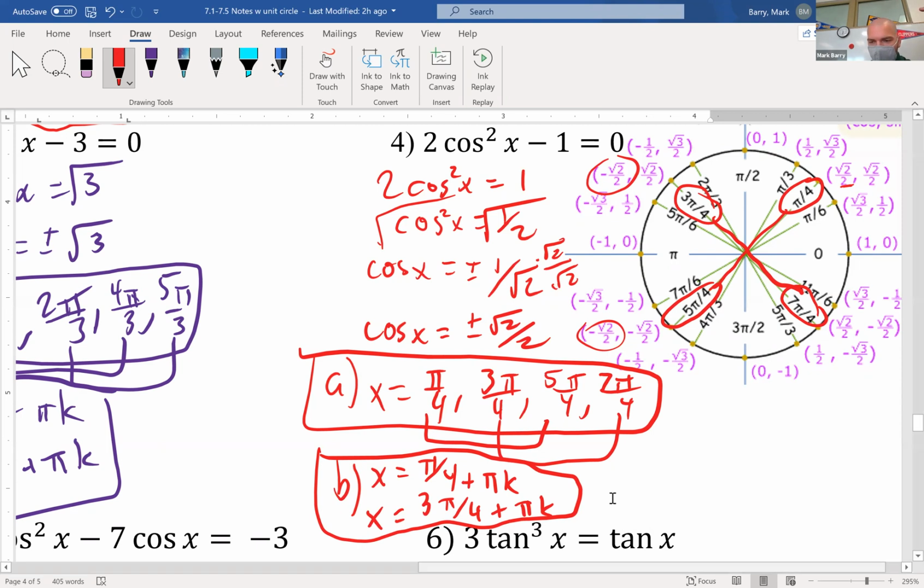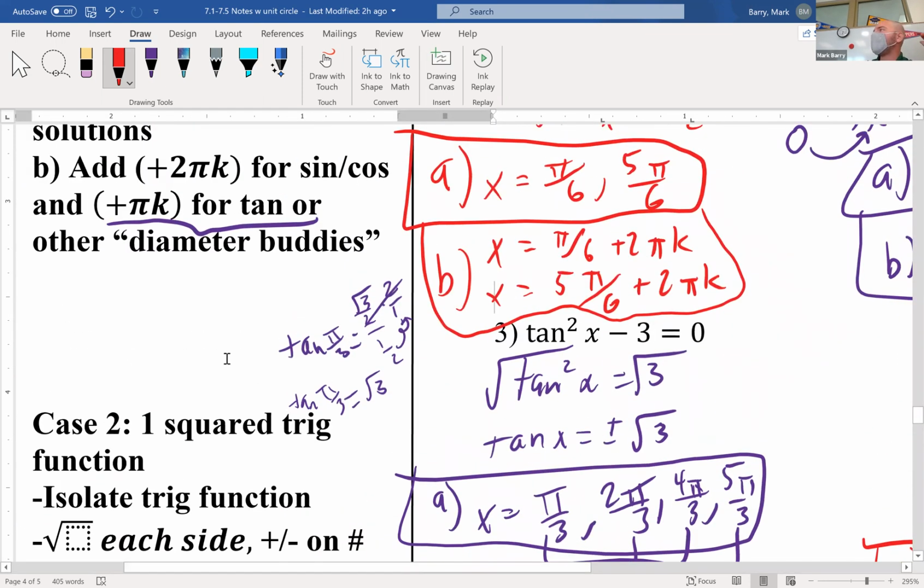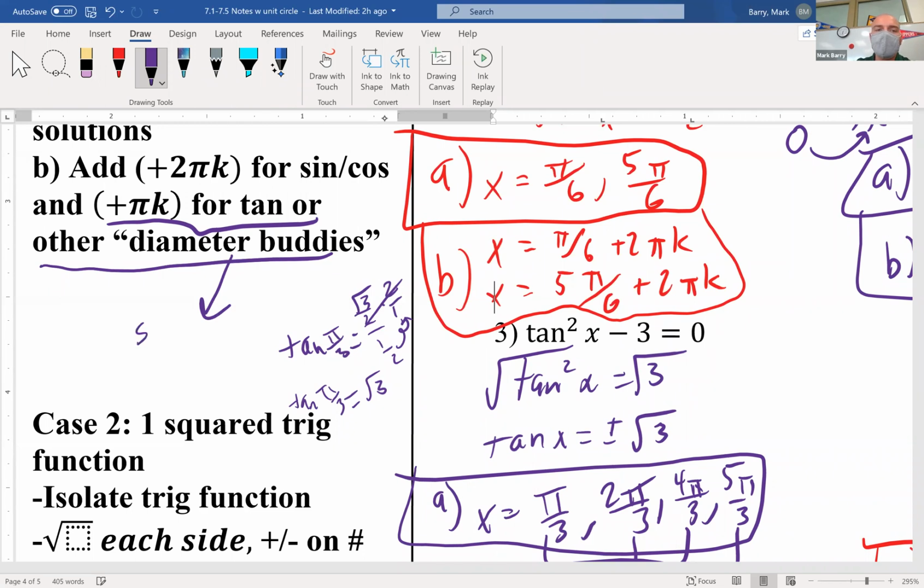Now, wait a minute, Mr. Barry, hold up. Didn't you say back here that adding pi k was just for tan? And I'm going to say, no, I didn't, okay? I said adding pi k was for tan or other diameter buddies. So I'm going to say here, sometimes sine and cosine. Diameter buddies will come up every time for tan, but sometimes for sine and cosine, so you have to look, okay?